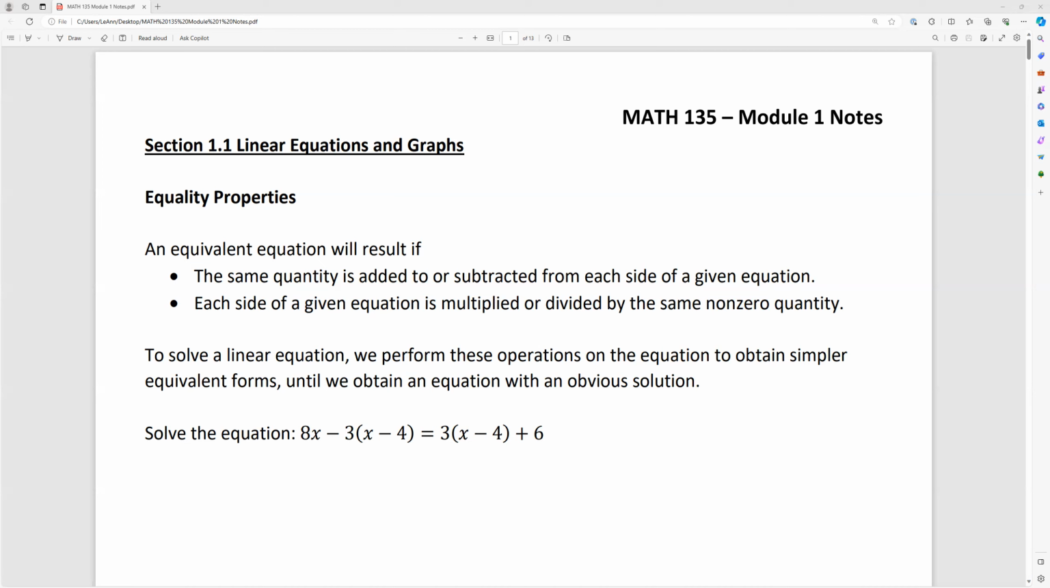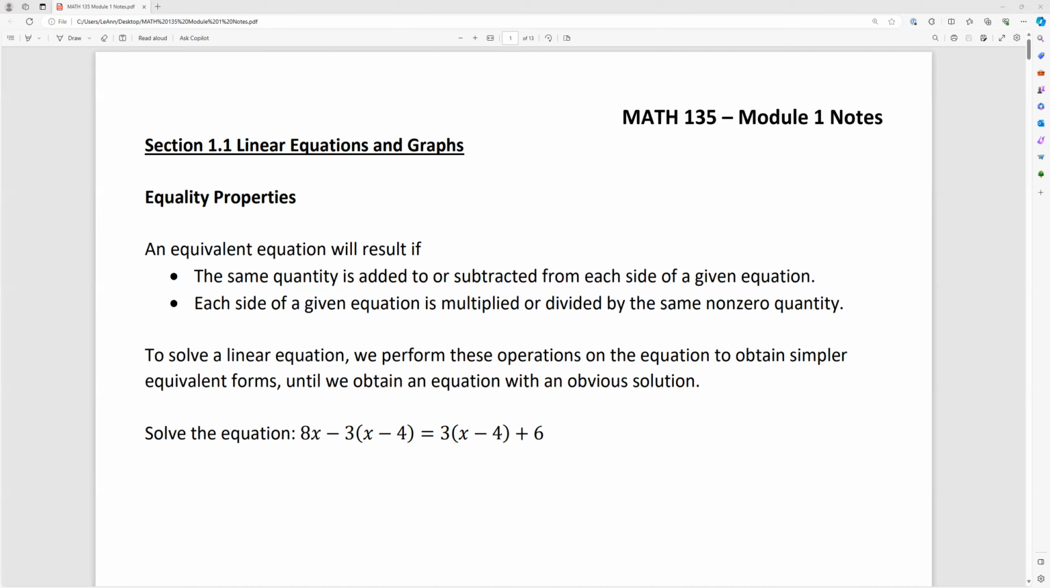So things that we can do to create an equivalent equation: we can add or subtract the same quantity from each side of a given equation, so we keep it balanced as long as we add the same amount to both sides or subtract the same amount. Each side of the equation can be multiplied or divided by the same non-zero quantity. You can't do multiplication or division by zero. You would clear out your whole equation or make it undefined. So anything that is non-zero, we can multiply and divide both sides by.